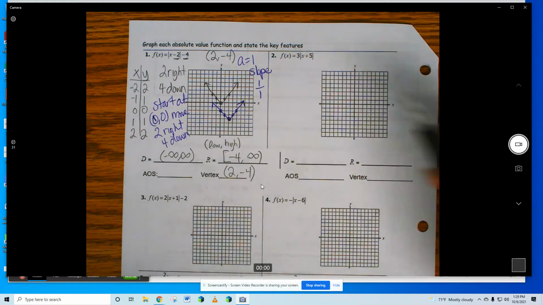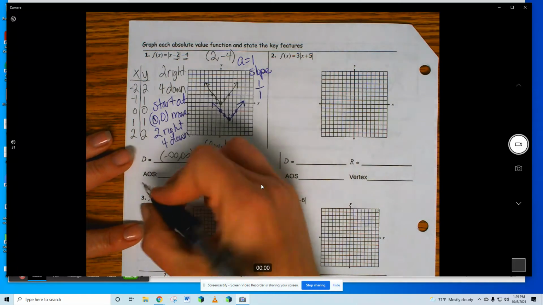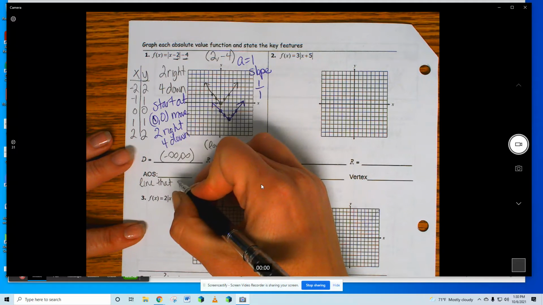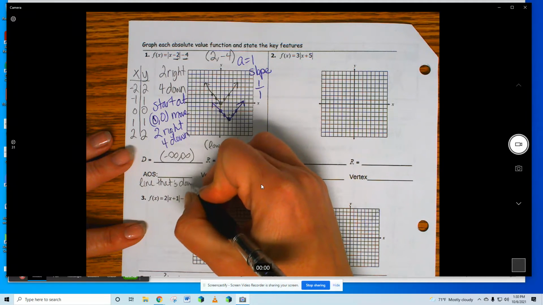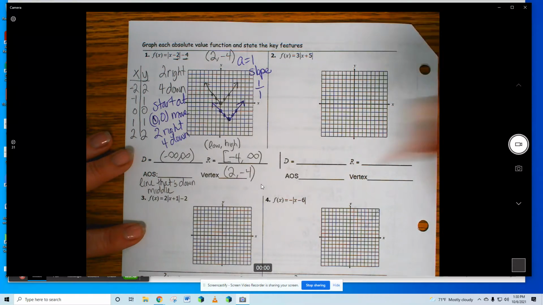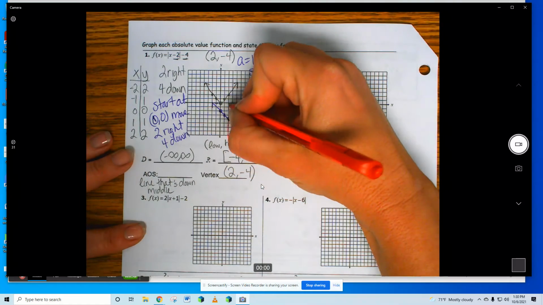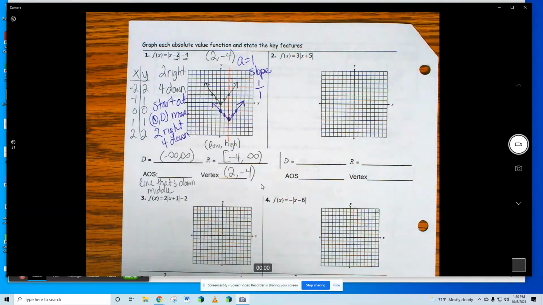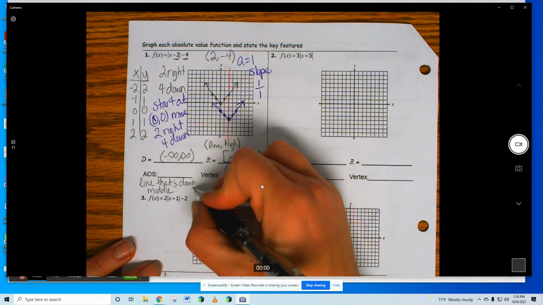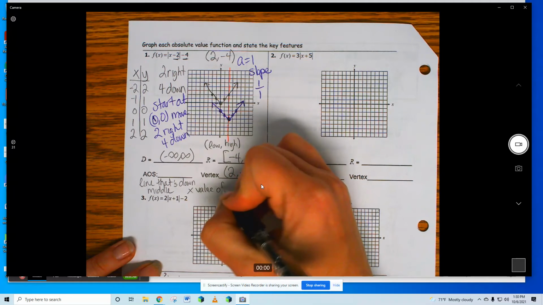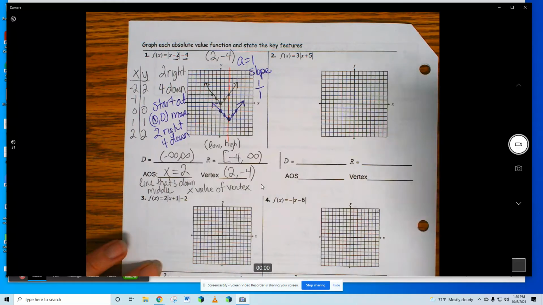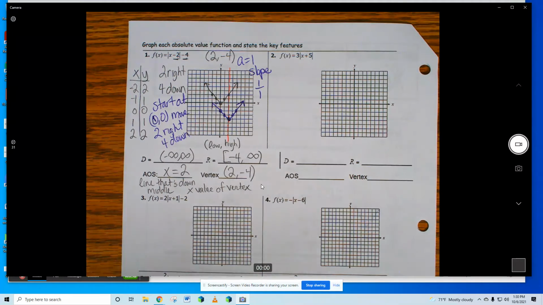All right, axis of symmetry. That's going to be the line that's down the middle. My line is, I'll do it in red. My graph is symmetrical about that line. It's the x value of the vertex. I say x equals 2. That's the equation of the axis of symmetry.